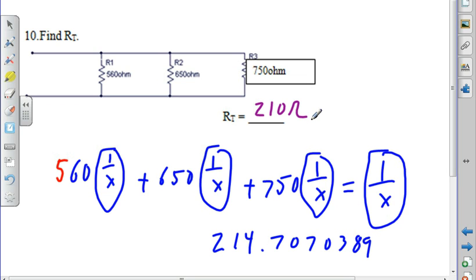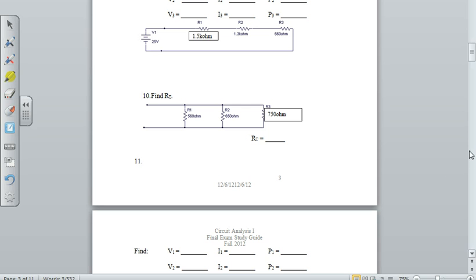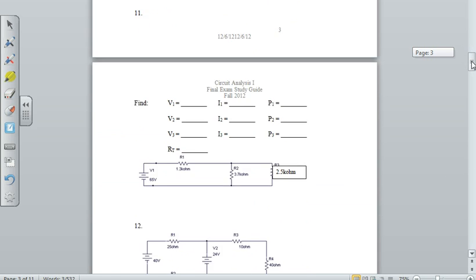Now number 11. I hope I did something cool. No, I didn't. I figured I did something bad with number 11. I figured I was going to use 10 to solve number 11, but I'm not.